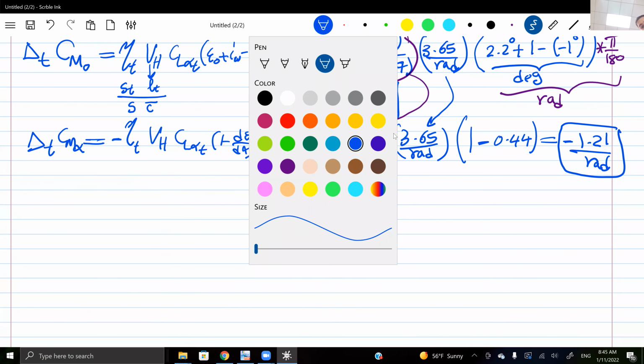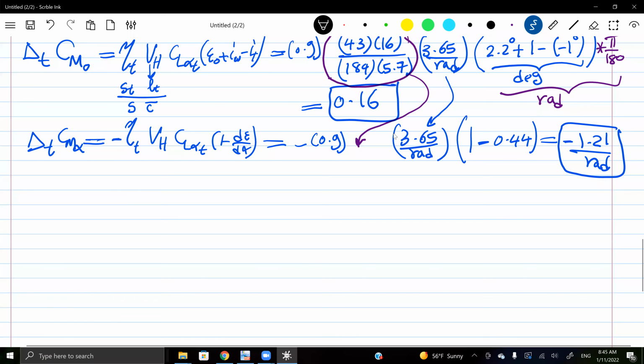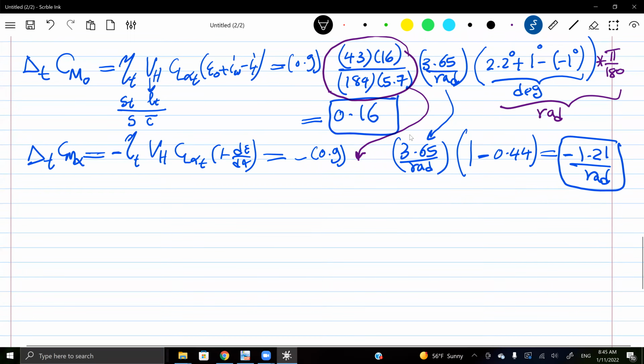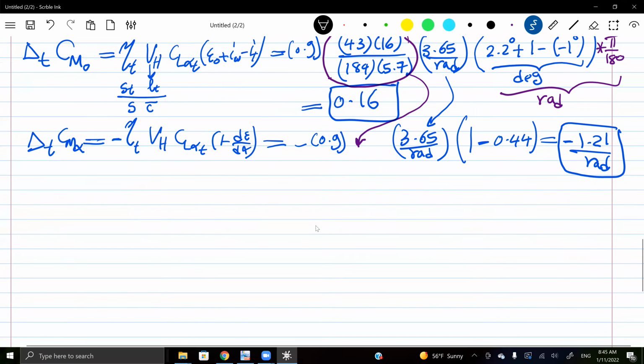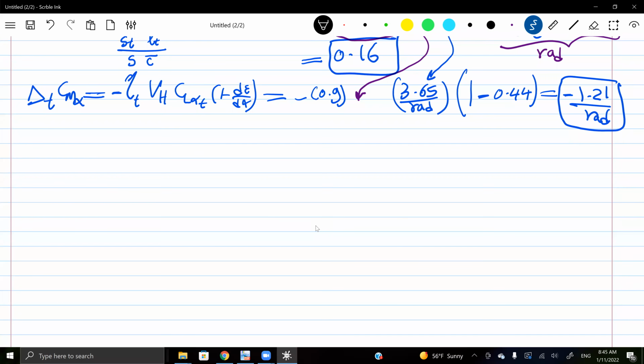Sorry, would the 0.16 number be unitless or also per radians? No, that's a good question. This is no unit. Why? Because this is simply CM. It's not CM divided by an angle or something, right? Oh, okay, thank you so much. You're welcome.